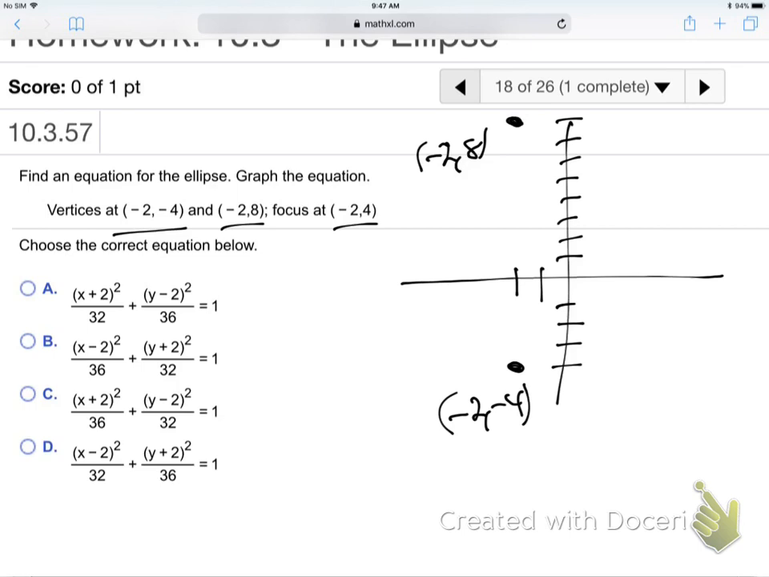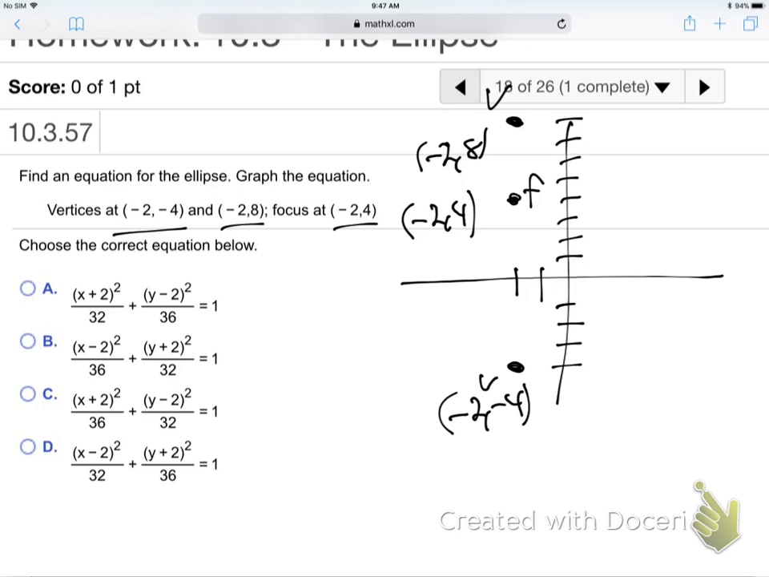So those two dots are vertices, aren't they? And the focus is back 2 up 4. Right here, this is a focus point. Okay. All right, just from that, can we figure out the equation? Let's start with the center. Can you find the center of that shape, the center of that ellipse? It's got to be the middle of those two vertices, right? Because the vertices are the edges.